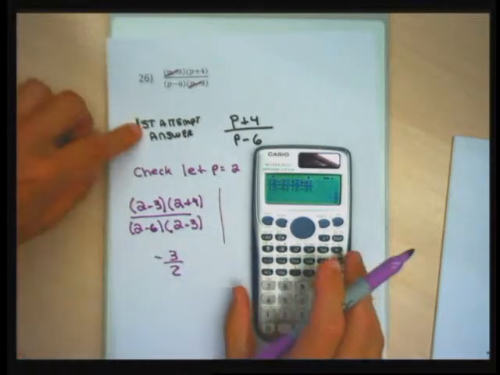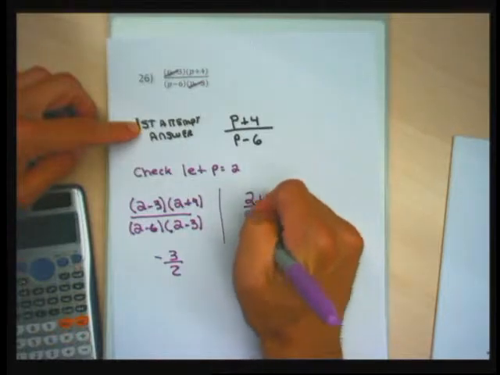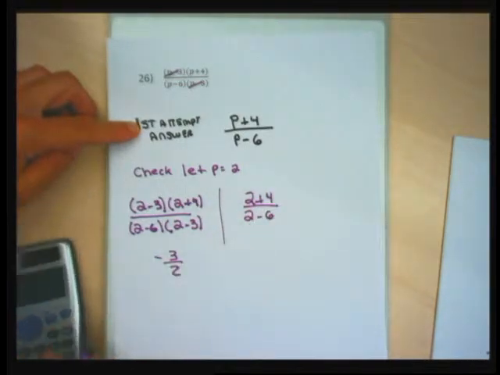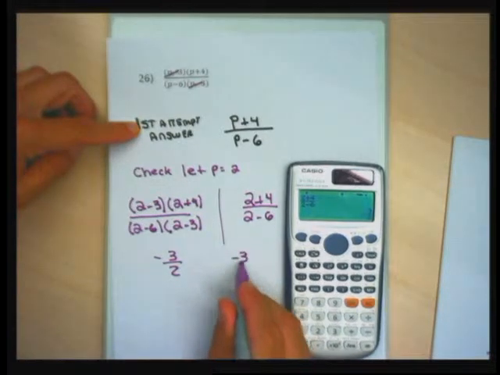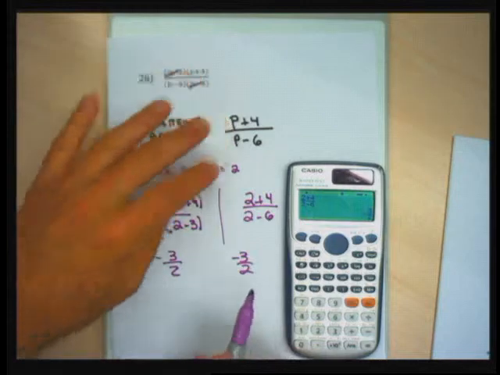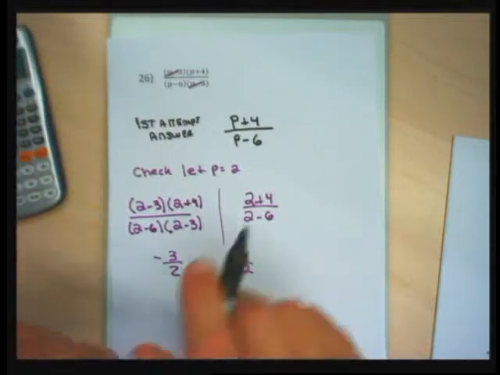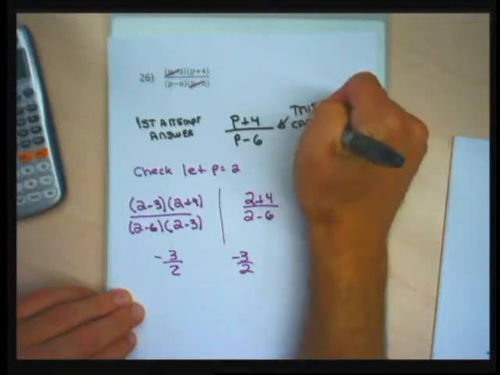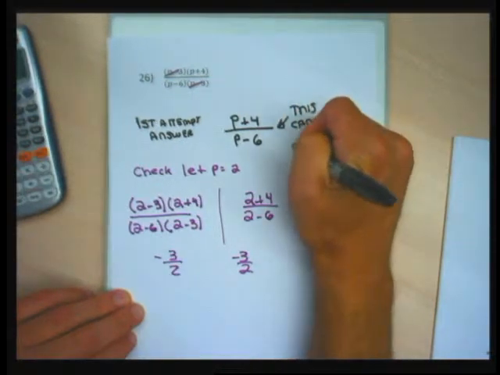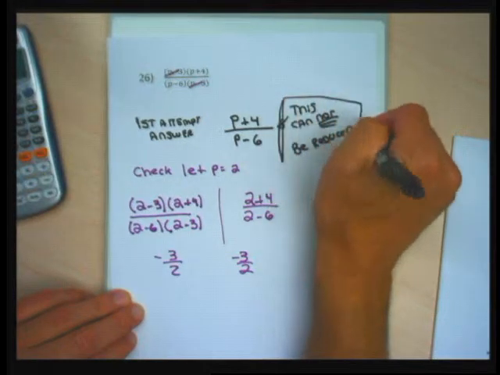I'll do the same thing to the thing I'm calling my first attempt for an answer. I'm going to go 2 plus 4 over 2 minus 6. And when I do that, fraction 2 plus 4 over 2 minus 6, when I hit enter, I get negative 3/2. I know that this is a correct answer. The question is, can I go further? The answer is going to be no. So this can't be reduced.